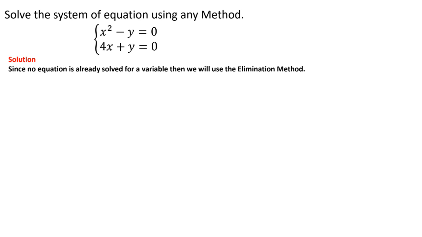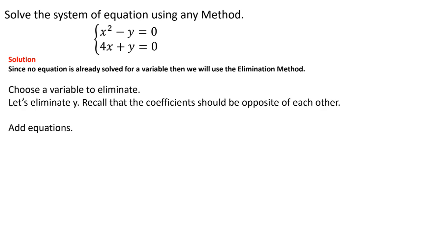So what we're going to do is use the elimination method to solve this. I want to use elimination because just by adding these two equations together, I would eliminate my y variable. So let's go ahead and do that. Let's add these two equations, and we're going to eliminate the y. When I add x squared minus y equals 0 with 4x plus y equals 0, I get x squared plus 4x equals 0.